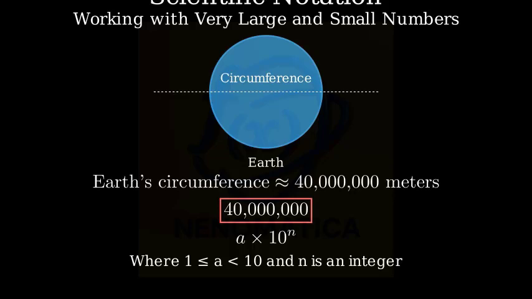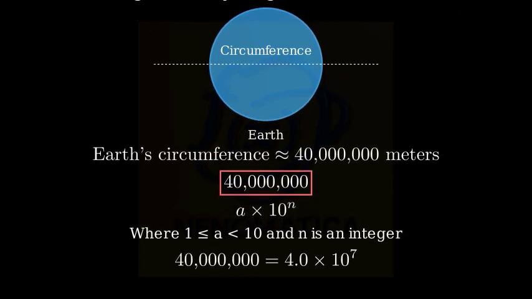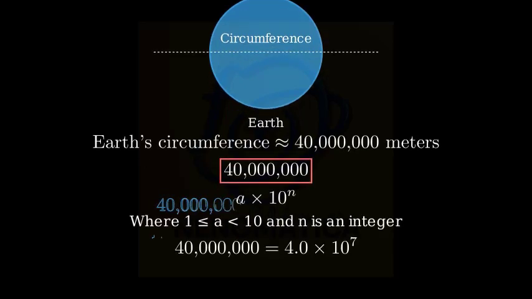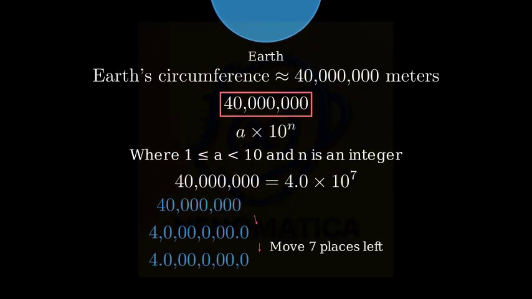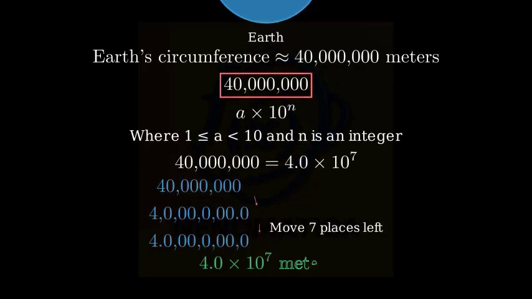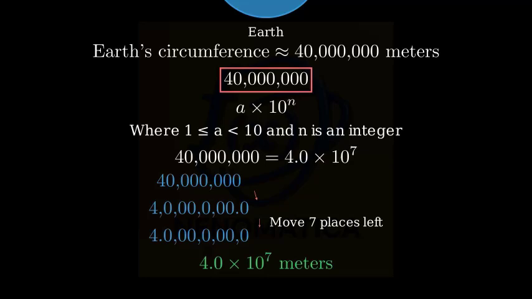Let's convert the Earth's circumference to scientific notation. We start with 40 million meters. To convert this to scientific notation, we need to move the decimal point until we have a number between 1 and 10. Moving the decimal point 7 places to the left gives us 4 times 10 to the power of 7. So the Earth's circumference is approximately 4 times 10 to the 7th meters. Now, let's look at another interesting problem.